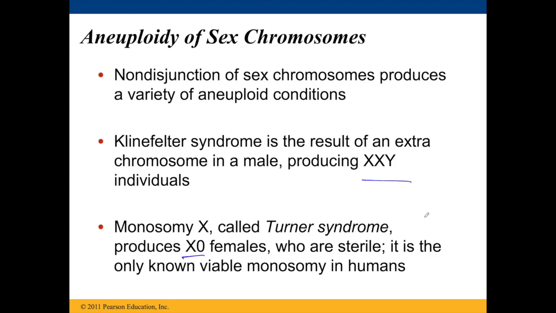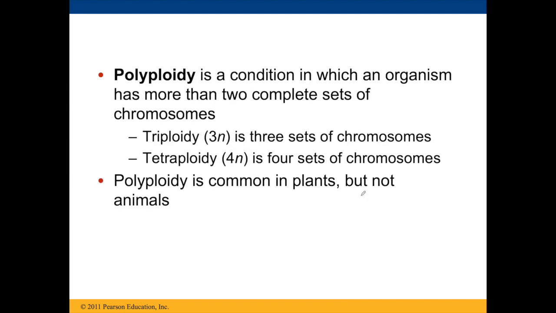Any of the other chromosomes, it's lethal. You cannot survive fetal development. So aneuploidy is one too many or one too few of a chromosome. Some organisms can also be polyploid. Polyploidy is when you have an entire extra set of chromosomes. So instead of being diploid, two of every chromosome, you could be triploid, three of every type of chromosome, or tetraploid, four of every type of chromosome.